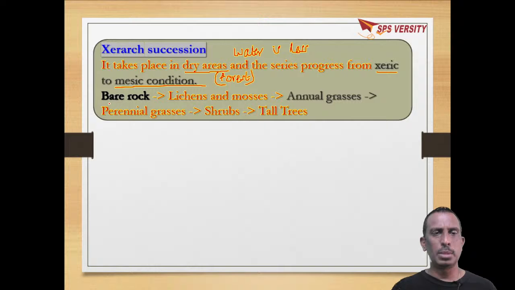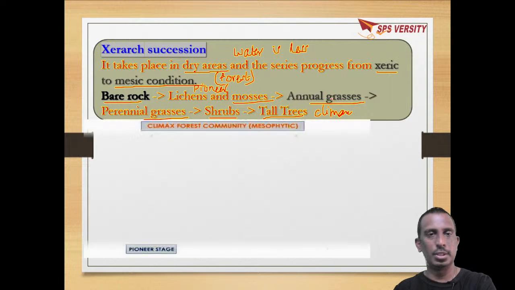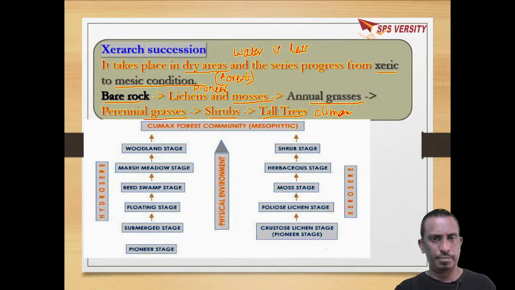So it starts with bare rock. The pioneer community is lichens. It starts with lichens. Next, mosses, grasses, perennial grass, shrubs, tall trees. Here you can see a sequence of serial communities occupying the area, gradually leading to tall trees, which is the climax community.